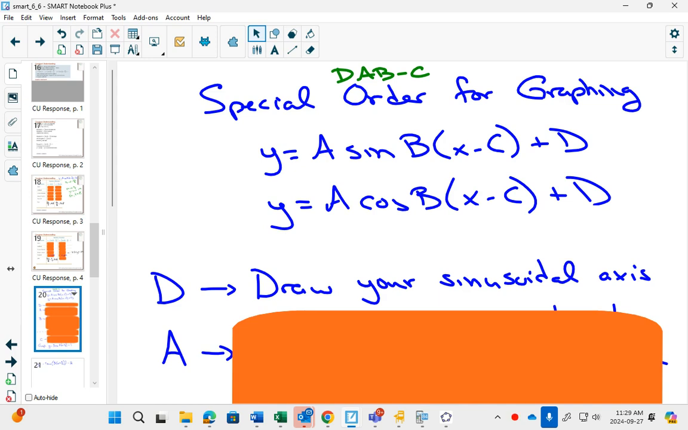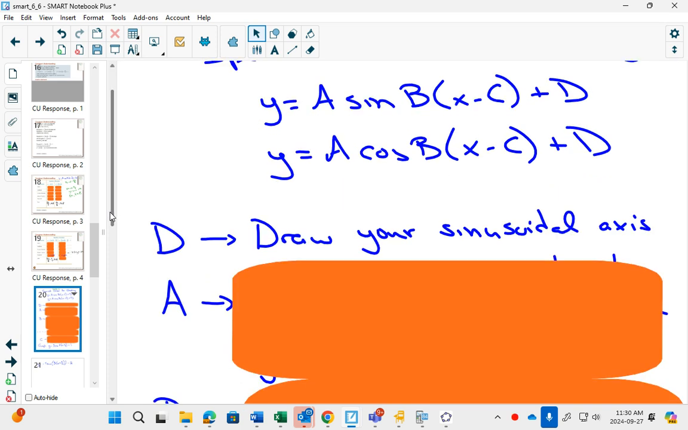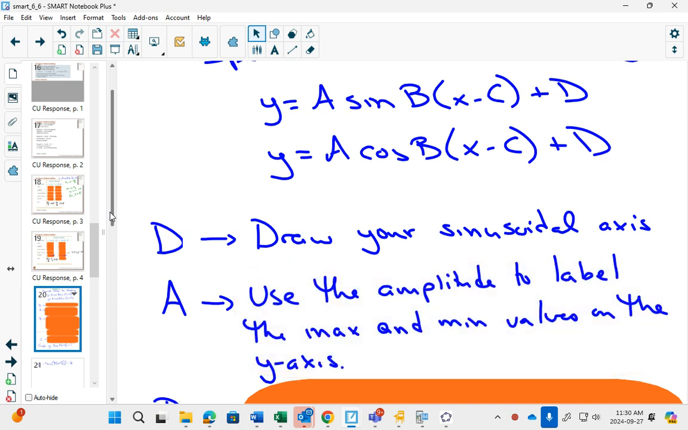Once you've drawn your sinusoidal axis, the next thing you're going to look at is the A. The A is your amplitude. Amplitude is the distance from your center line, your sinusoidal axis, to a maximum and to a minimum. So the next thing you can do is use your amplitude and label what the maximum and minimum values are on your y-axis.